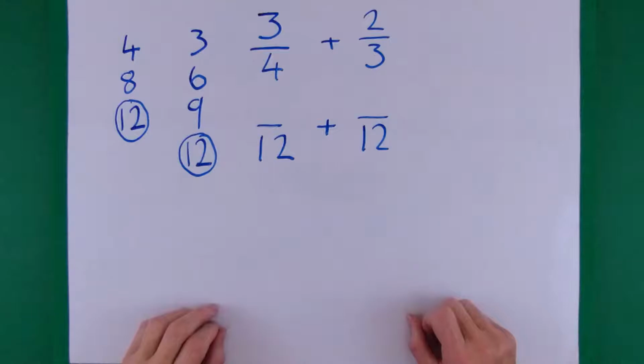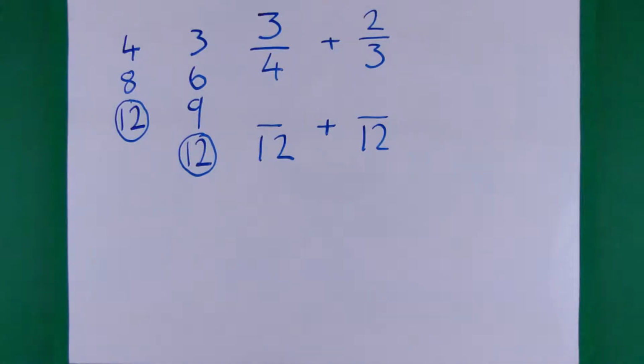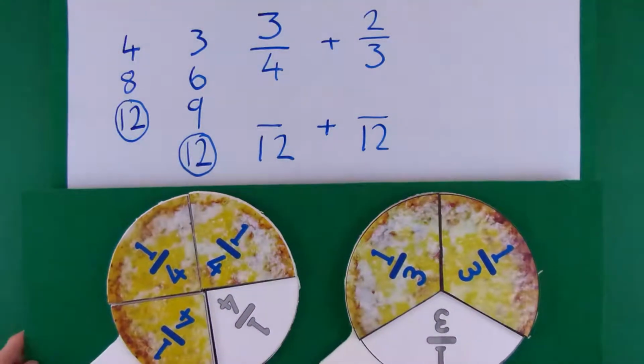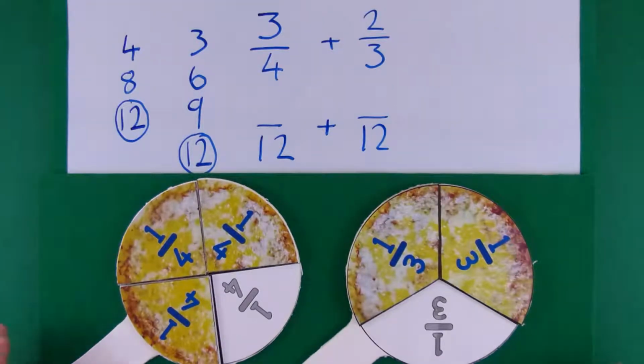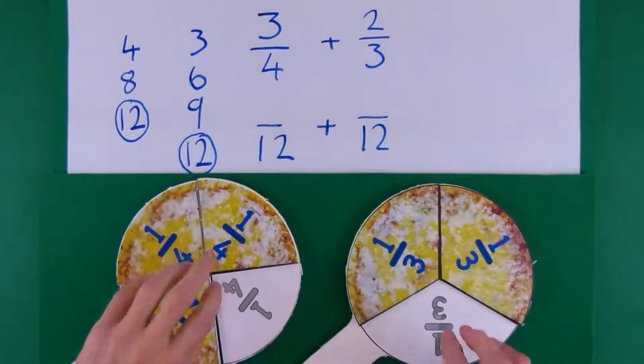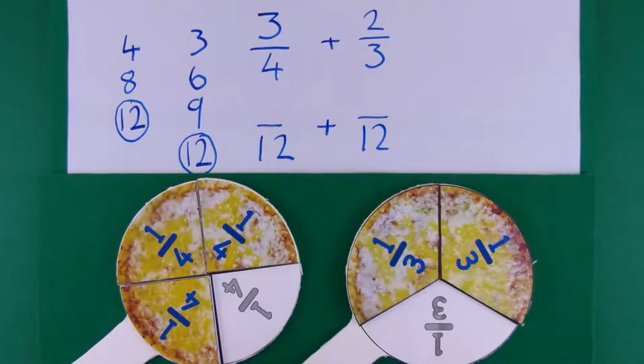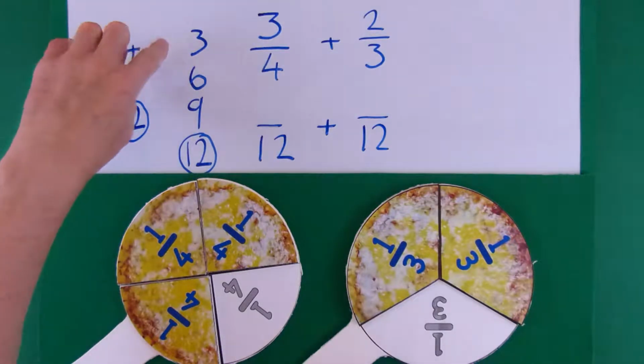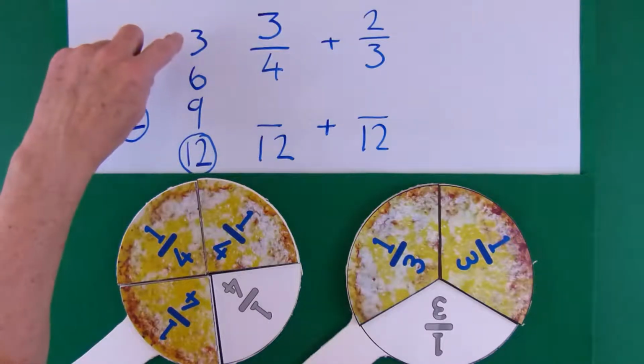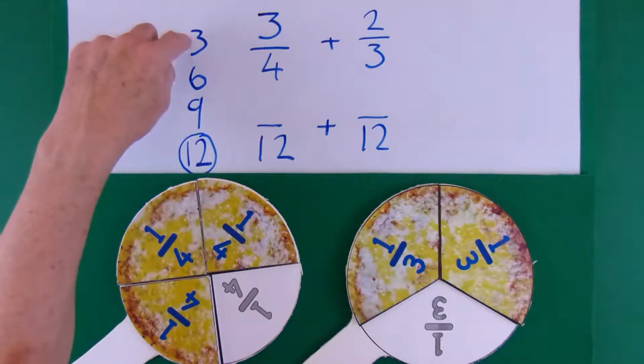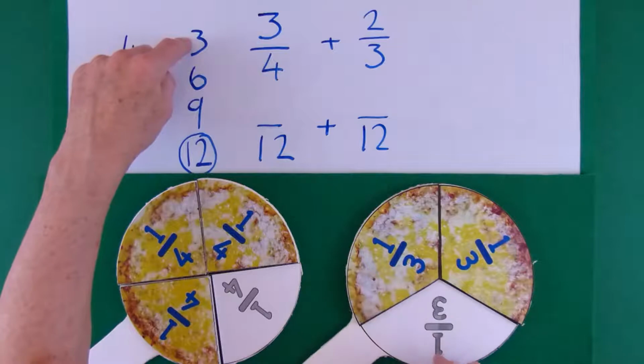Why does this work? We'll have a look at the pizzas. So here we've got 3/4 pizza and 2/3 pizza. Now if we have a look at the numbers, the smallest number to start with was the 3, so we're looking at the thirds pizza.